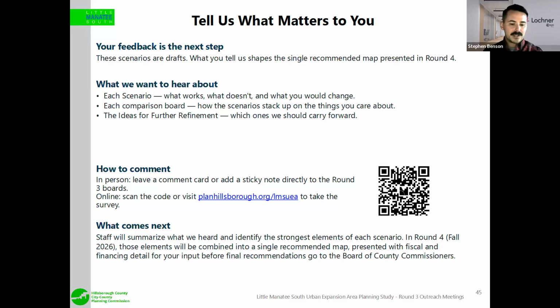And then after that fourth round, we would take that as our recommendation to go forward to the Planning Commission Board, as well as the Board of County Commissioners. So that concludes the presentation today of all these boards from round three. We appreciate everybody for participating.